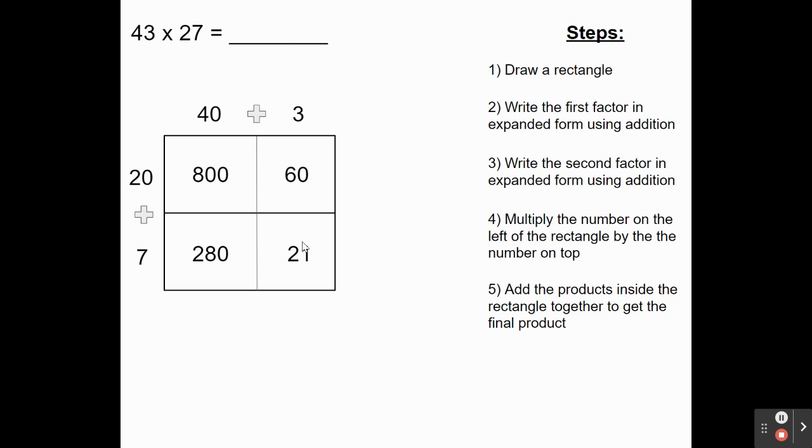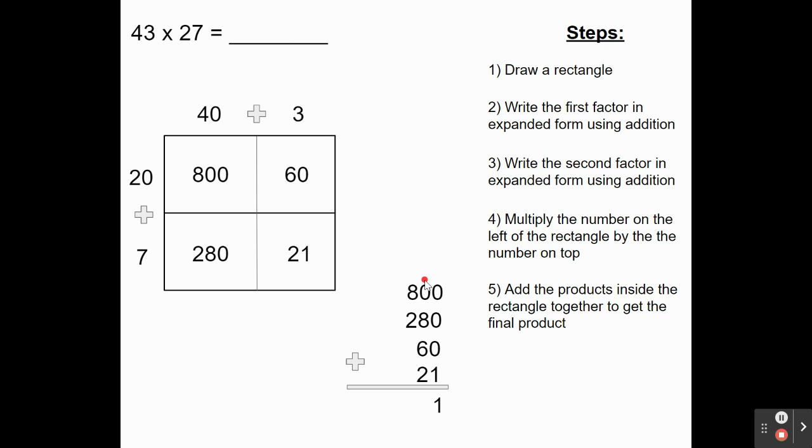Now let's add the products inside each of these smaller rectangles together to find our final product. So we're going to add 800 plus 280 plus 60 plus 21. We got all of those numbers from inside each of the smaller rectangles. So let's start by adding the ones place. 0 plus 0 plus 0 plus 1 is 1.